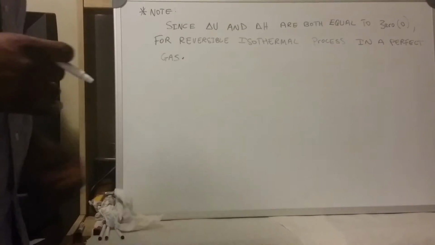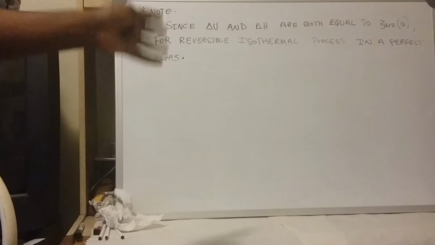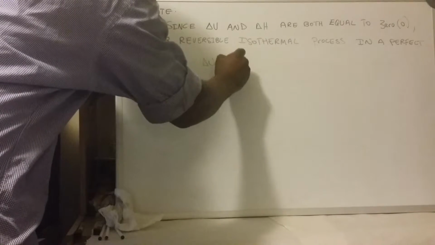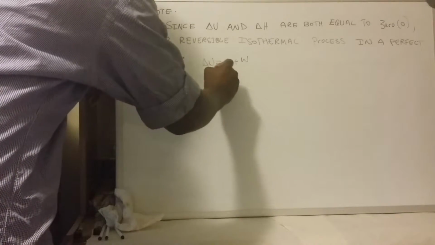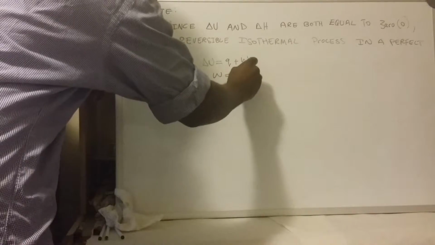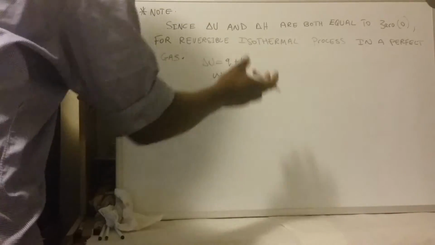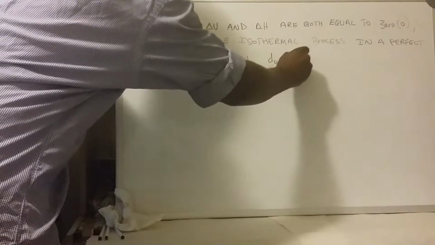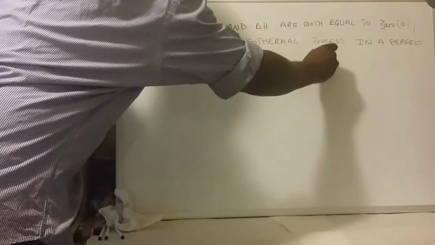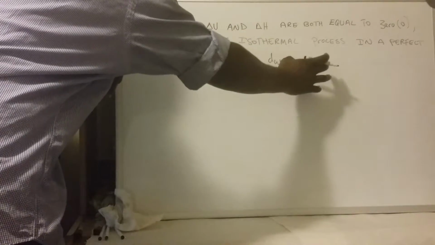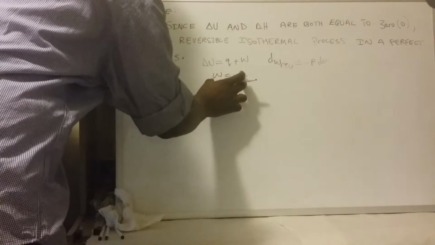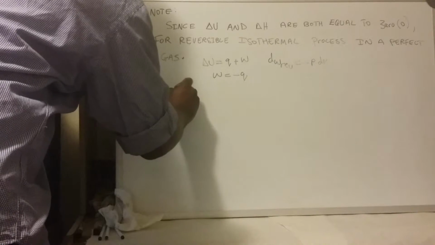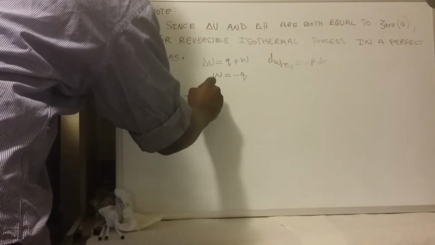So since delta U and delta H are both equal to 0 for a reversible isothermal process in a perfect gas, you have delta U equals Q plus W, so W is equal to minus Q. So how do we calculate this? Now remember earlier we had dW reversible equals minus P dV. So we're going to use this formula and manipulate it to calculate W and Q. So we can write W equals minus P dV.